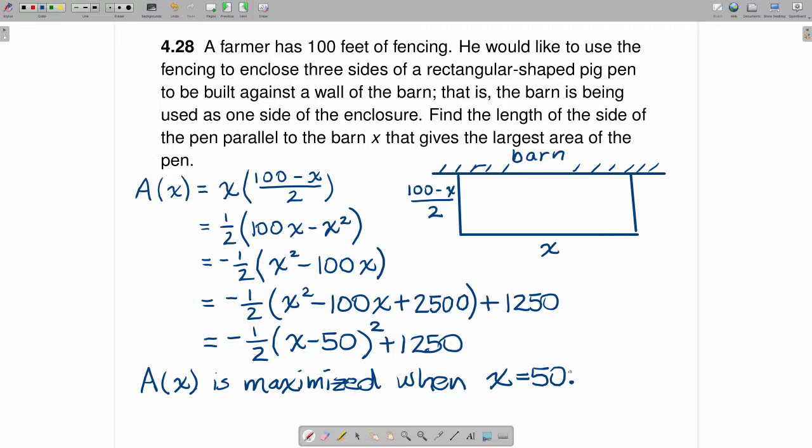Now, when you take a calculus class, there is a much easier way of doing this, but that is the solution right there. You should devote 50 feet to this side parallel to the barn, and if you have a total of 100 feet, that leaves 25 here and 25 here, and that is the pig pen that will give you the largest area possible.